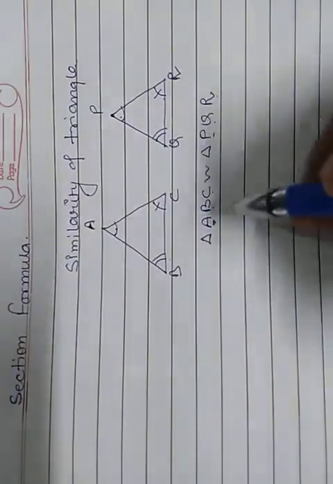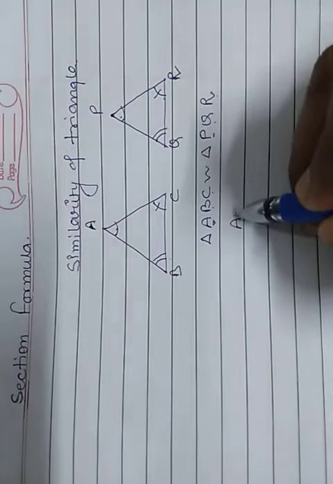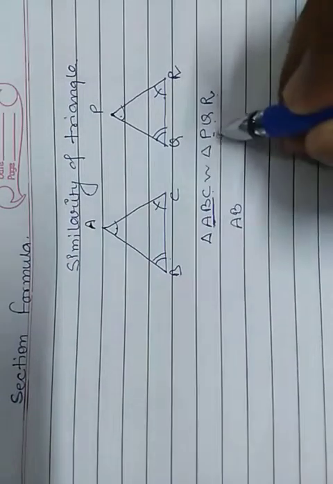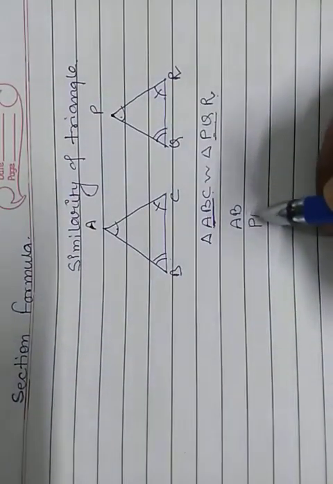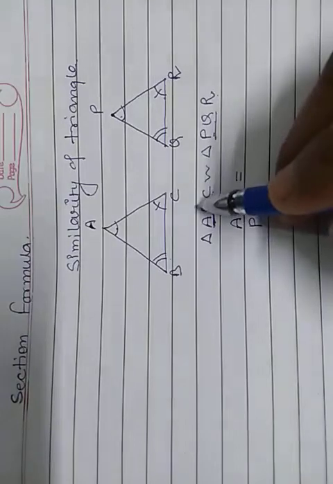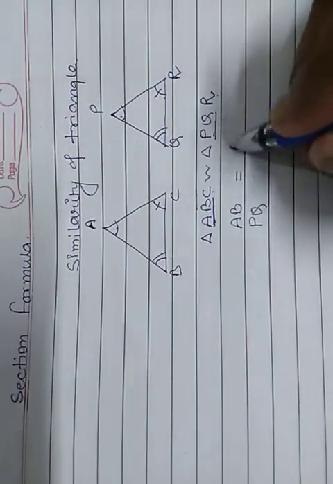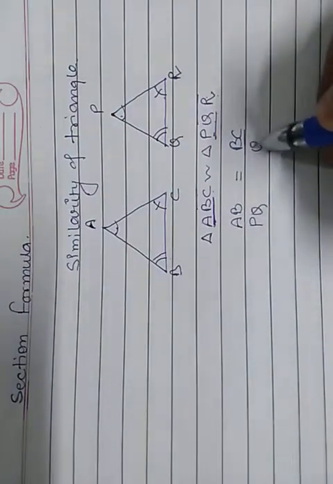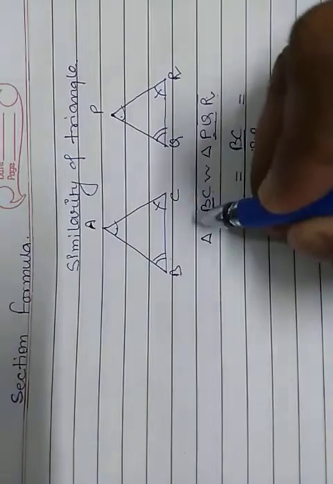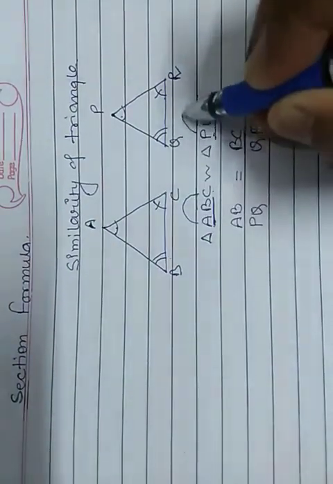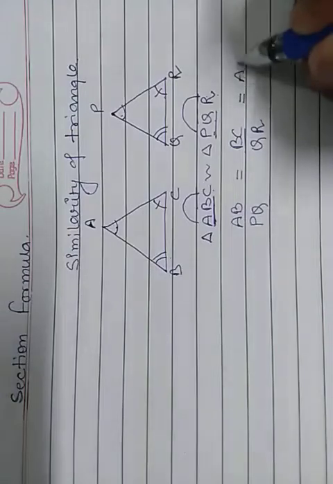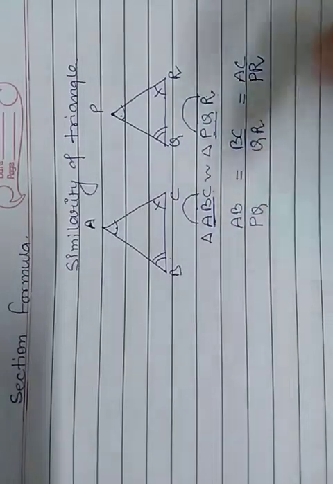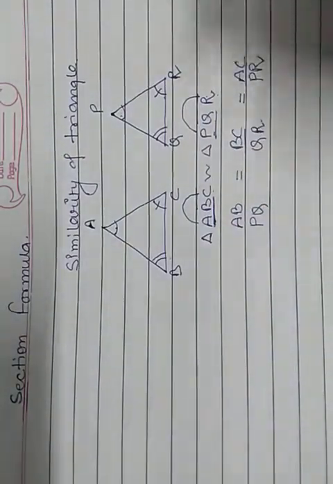Now if they are similar, then the ratio of their sides, here the first side is AB. So the first two letters are AB, and here the first two letters are PQ. So AB upon PQ. Now the last two are BC, and corresponding to it, here we have QR, so BC upon QR. First and last, that is AC, and here also first and last PR, so AC upon PR. So if two triangles are similar, then the ratio of their corresponding sides is also equal.